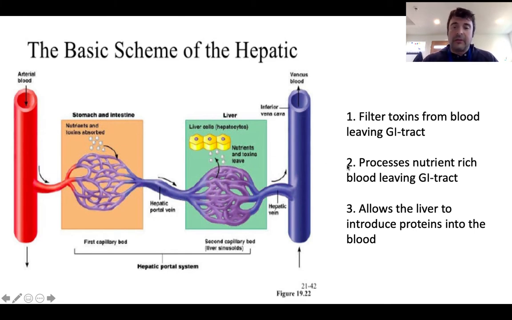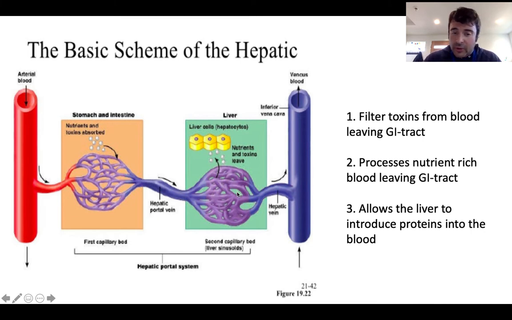The second thing is that the hepatocytes are going to process nutrients, so they're going to take in glucose to make glycogen. They're going to take in amino acids to make things like proteins. And what that allows the liver to do is not only process that blood, but it allows the liver to introduce things like albumins and clotting factors into the bloodstream.